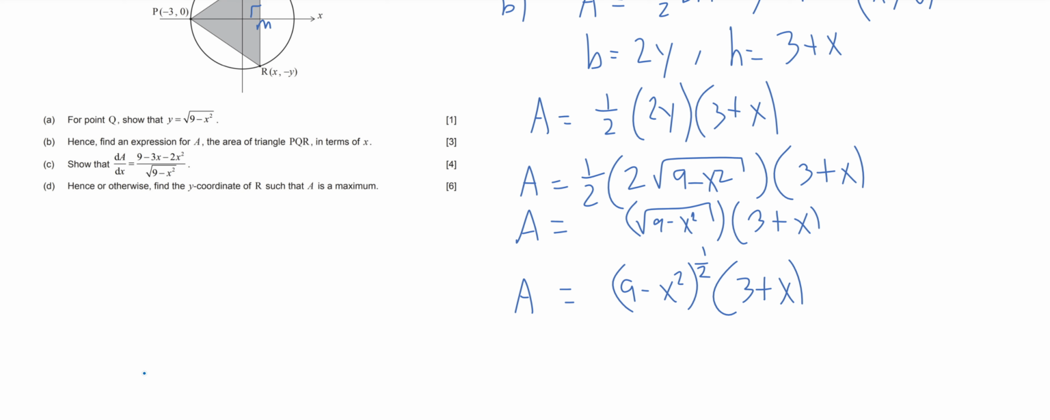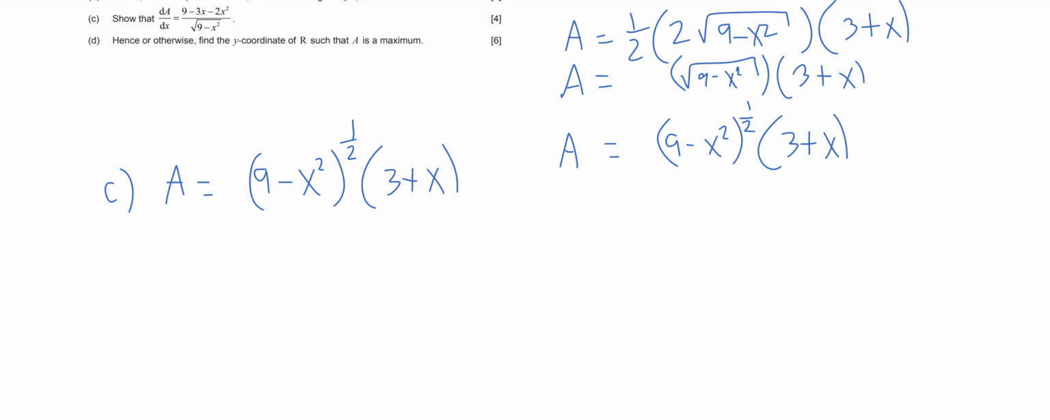Now part C. Show that dA by dx equals 9 minus 3x minus 2x squared all over root 9 minus x squared. So the starting point is writing A again equals 9 minus x squared to the half multiplied by 3 plus x.